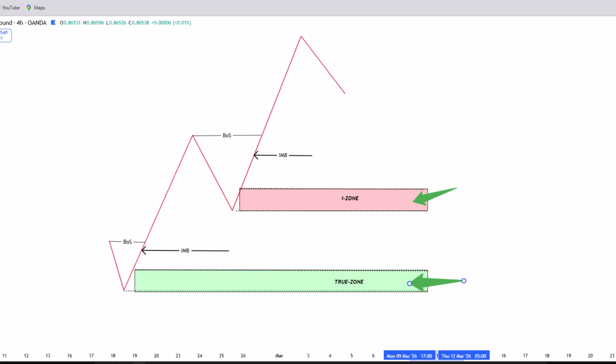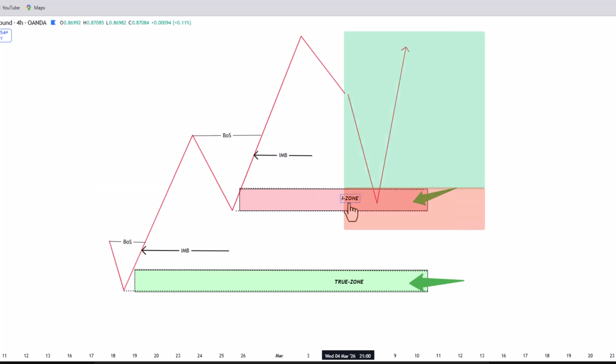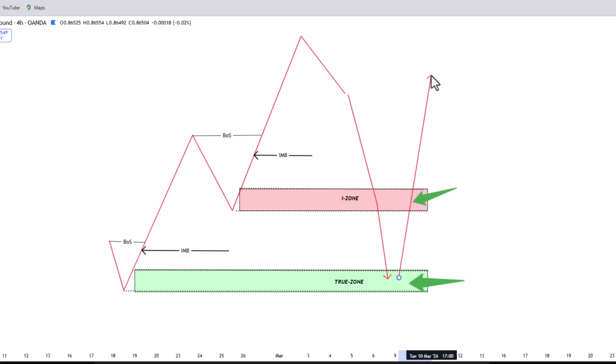So, this inducement zone may attract buyers to enter the market when the price reaches it. You might see the zone and decide to go long here. But what often happens is that these inducement zones do not hold. Instead of reacting from that level, price pushes through, moves toward the true zone, and then continues with the larger move. Now, the reason this happens comes down to liquidity and imbalance.